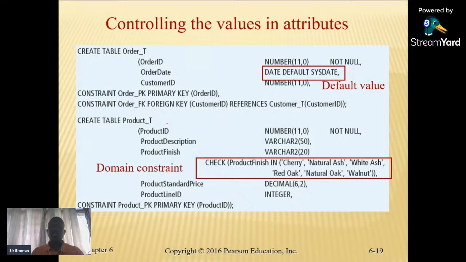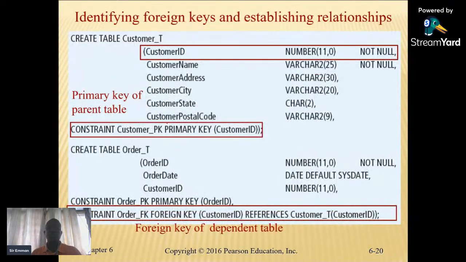So not null, we're defining that. Controlling the values in the attribute, right? Here we're saying default value, so order date, default value is system date. And then we have a domain constraint, where we're checking certain things in there in order to conform with other. Then identifying primary keys and establishing relationships. The primary key of the dependent table is also specified. We're creating a new table, and then we make sure we specify that this is a foreign key in there, and we make reference to the table from which it is coming.